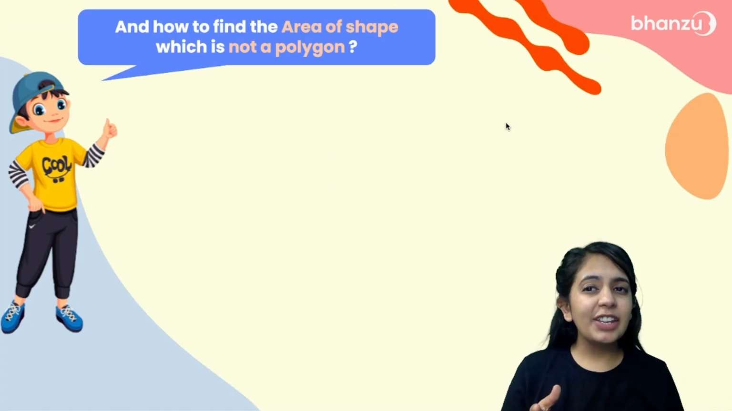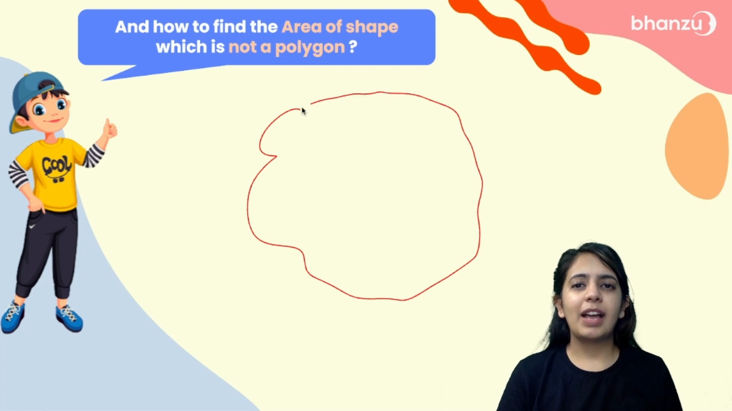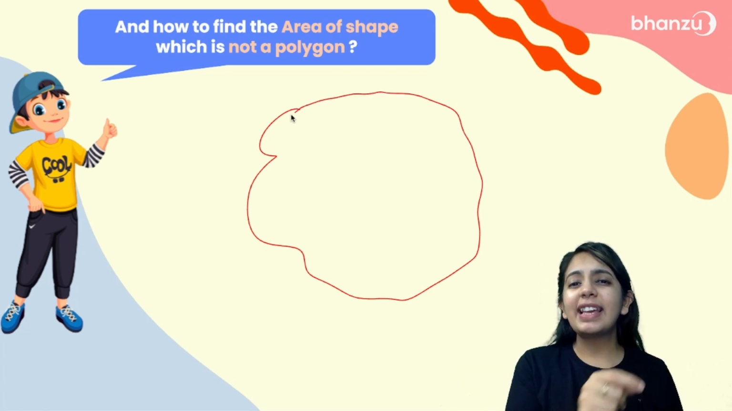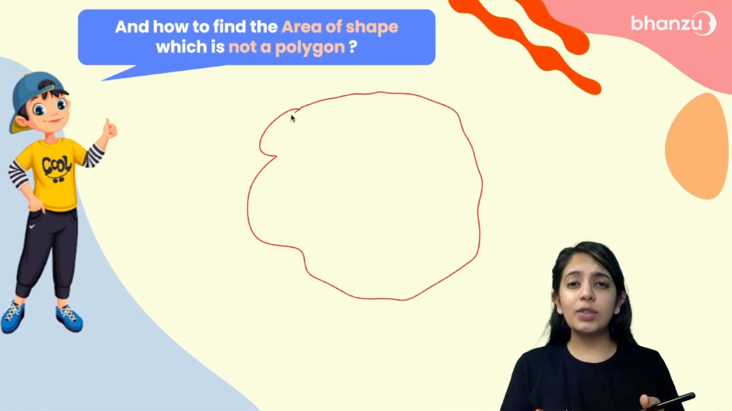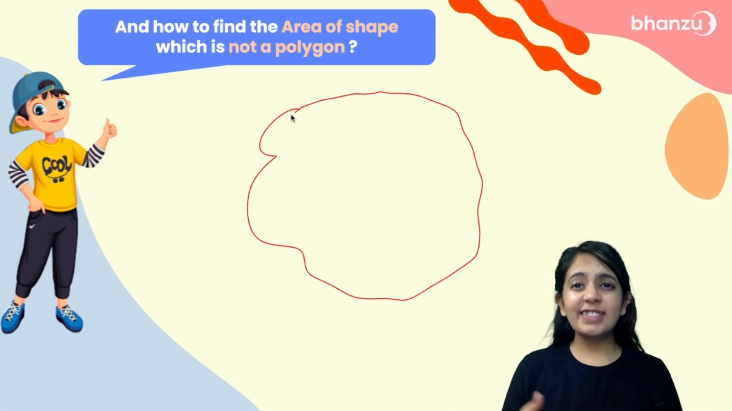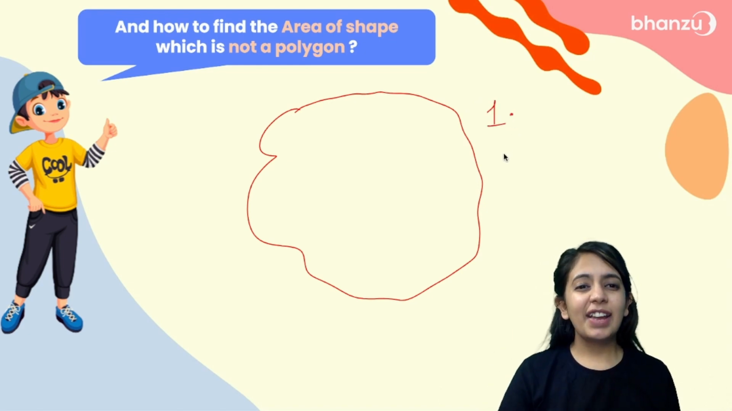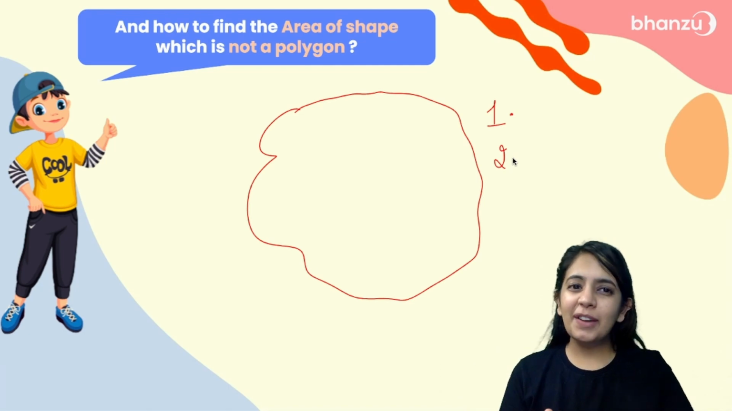And how to find the area of a shape which is not a polygon? For example, if I dot anything, I make a cloud or anything. How to find the area of such a shape? This is also closed, but it doesn't have any line segment, right? So my dear, the process of finding area will be the same. First was to divide that shape into small squares, right? And second was to count the number of squares.